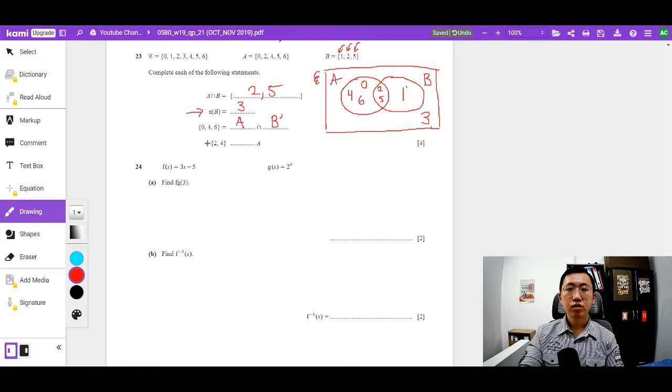Okay, so let's look at the next question. 2 and 4 blank A. So check out, 2 and 4 is part of this set A, right? So how do we show part of set A? We use subset. So there's a symbol for subset, part of A. And that is question number 23.